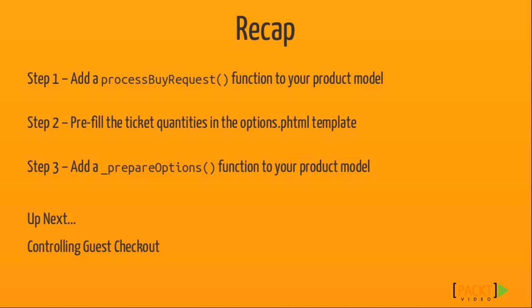First, we added a process buy request function to our product model. This enabled us to store additional information in our product model, which could be used by our template. In the second step, by editing our template file, we were able to pre-fill the ticket quantities based on that buy request that was processed earlier. Finally, in our third step, we added a prepare options function to our product model, which allows us to check the quantities and the ticket information anytime a product is being added to the cart, and set the appropriate additional options for Magento to render, giving us more information about our ticket purchase.